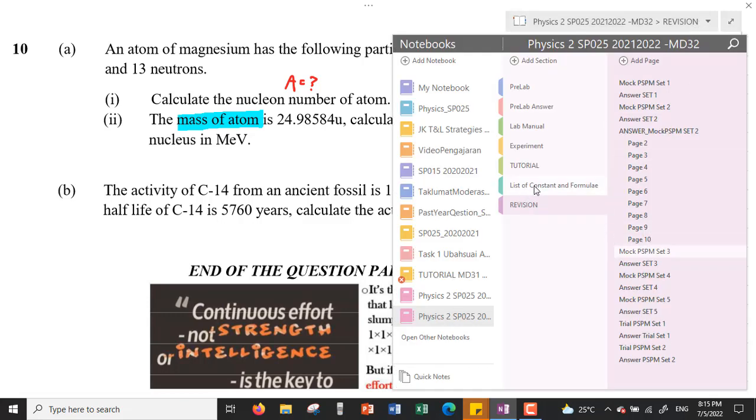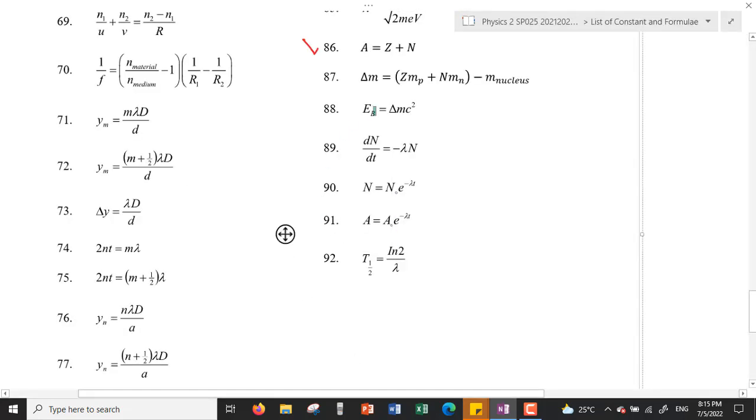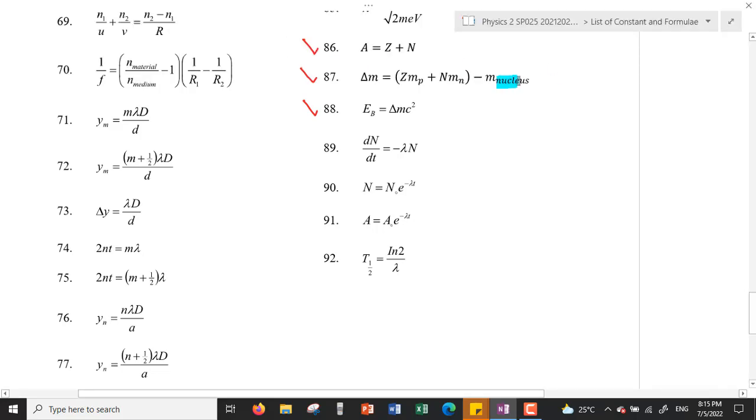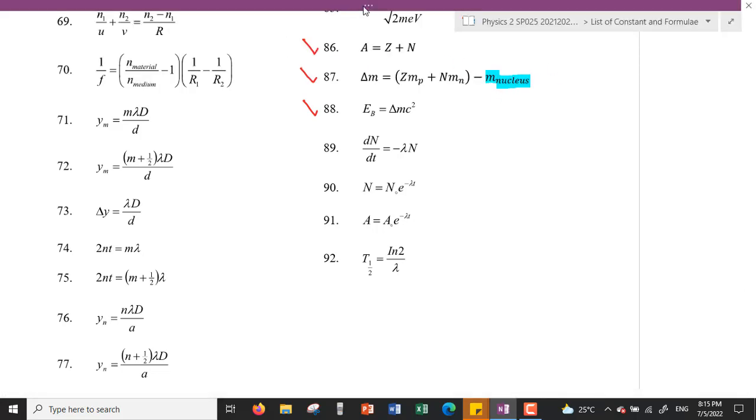So if we refer to the list of equations, in order to find the binding energy, we can use equation 88. The binding energy is mass defect multiplied by C squared, whereby we have to determine the mass defect first. So kalau nak cari binding energy, kita perlu dapatkan mass defect dulu. So kita boleh cari mass defect delta M gunakan equation 87. Mass defect is ZMP plus NMN minus mass nucleus. Hati-hati ya kelas. Dalam equation ni kita perlu tolak dengan mass nucleus.